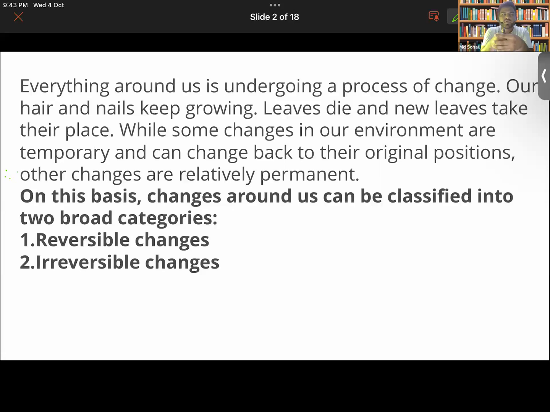So what were the reasons which I just discussed? By increasing the heat, we can bring change, or by applying force, we can bring change, or by mixing two components into each other, we can bring change, right?